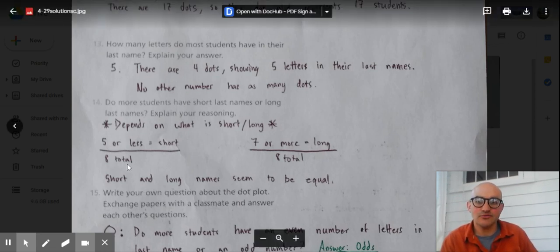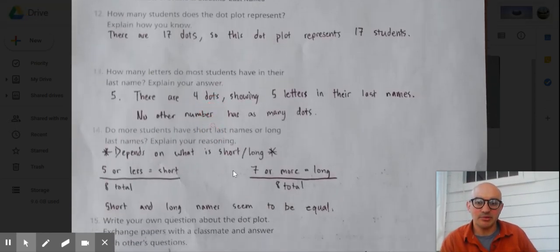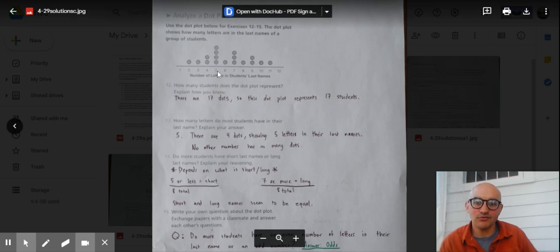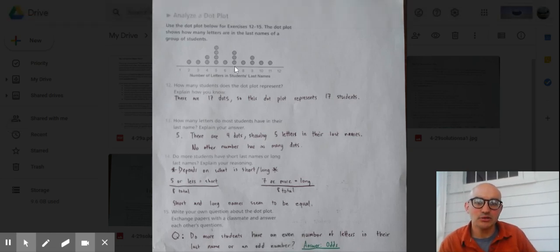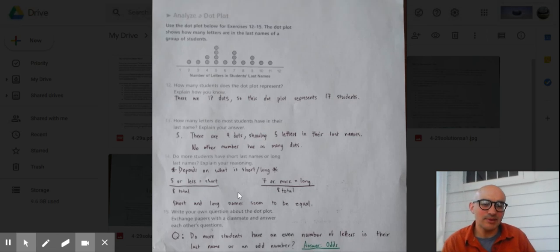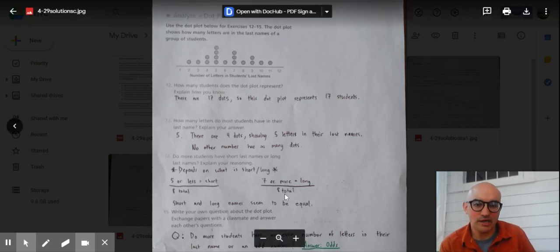And so what I did here to find my totals, I'm going to take you back up to our dot plot. So 5 or less, that's everyone with 5 letters, 4 letters, 3 letters, or 2 letters. I add them up and I find that there are 8 students. And then everyone with 7 or more, so I include 7. I add the 7, the 8, the 9, the 10, and the 11. I get 8 total as well. So they happen to be equal based on my decision about what is short and what is long. If you chose a different way to solve this, that's fine. Again, I don't love this question, so don't get too bogged down if your answer is a little bit different from mine.